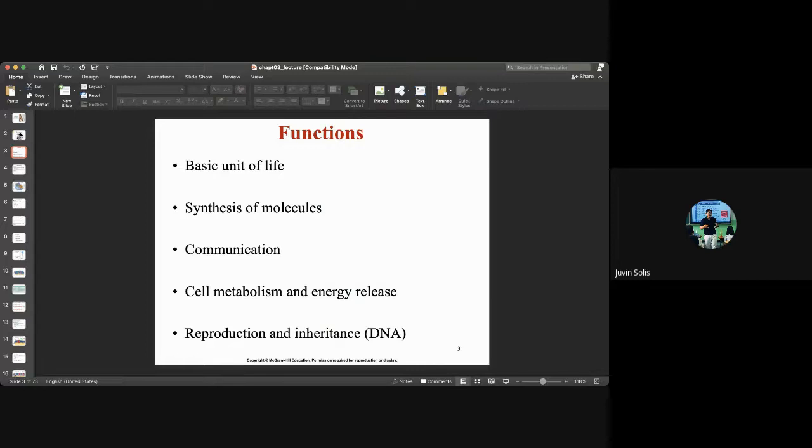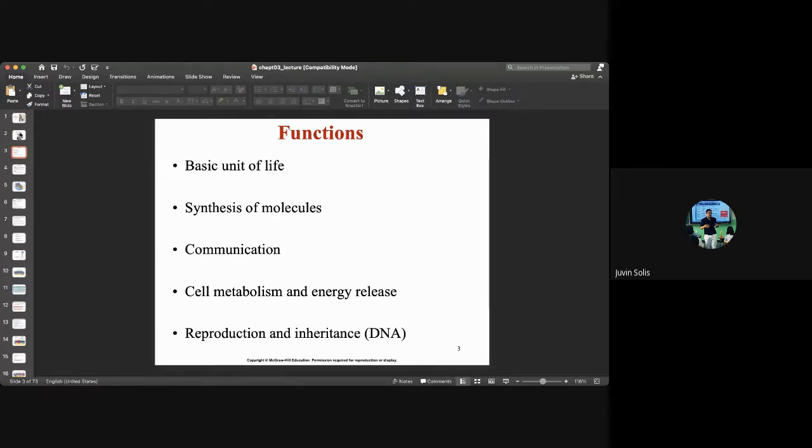So basically, we're going to talk first about the functions of your cells, and you already know this one. You learned during your high school days that the cells are the basic unit of life, and every living organism actually has its cell. Now let's talk first about the function. First is the synthesis of molecules. I think we've introduced this one already in your chapter 1 if you already watched it.